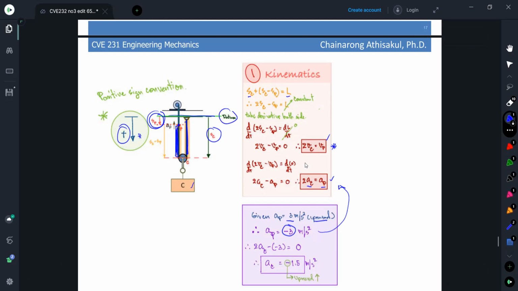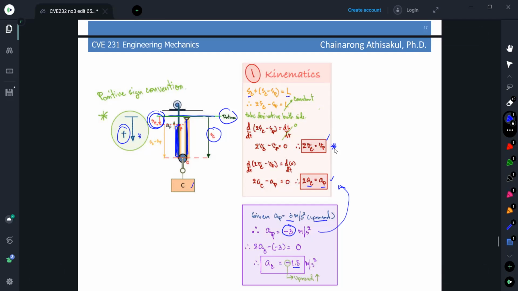After that, when we substitute into the equation, we find that AC is also a negative value, minus 1.5 meters per second squared. The negative sign means that crate C will also move up. And it makes sense, right? When P moves up, C will also move up. But it moves up with an acceleration of 1.5 meters per second squared. This is not equal to AP, which is 3 meters per second squared.